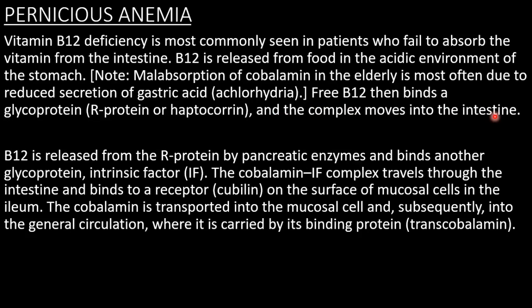In the duodenum, B12 is released from the haptocorrin, the R protein, by pancreatic enzymes, especially the pancreatic proteases, the three of them: trypsin, chymotrypsin, and carboxypeptidase, and binds another glycoprotein which is known as intrinsic factor. Intrinsic factor is produced by cells in the stomach, the parietal cells or oxyntic cells, which also produce HCl.